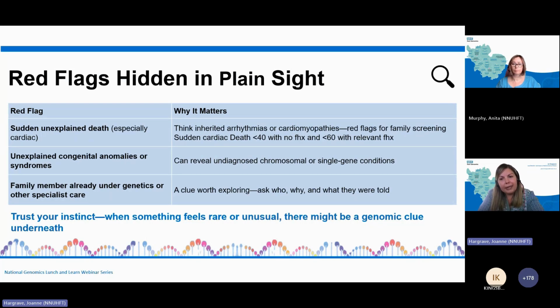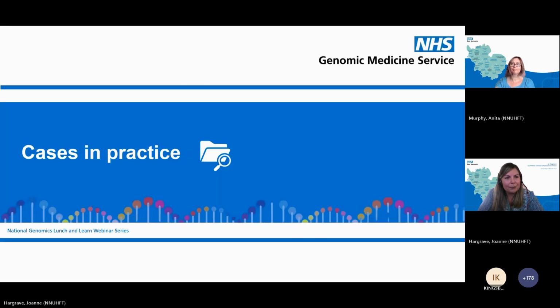Unexplained congenital anomalies or syndromes can, again, not always, reveal undiagnosed chromosomal or single gene conditions. And one of the biggest is linking in with what is happening to other family members. Are there any family members currently undergoing any genetic or specialist care? How could this affect your patient? And again, we want you to go away with this: trust your instincts. When something doesn't feel right, it's rare or unusual, there might be a genetic clue underneath.